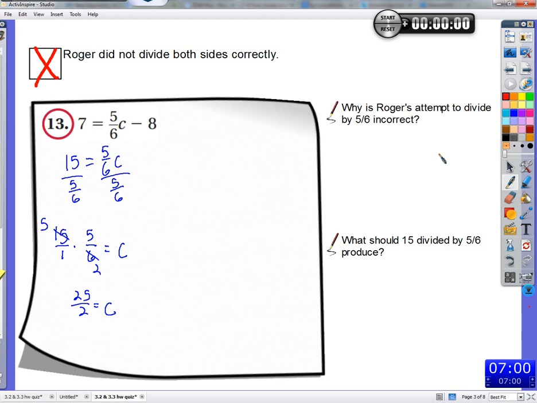So it'll come up, you'll see this red X here means they got it incorrect. I might show you a correct example, or I might show you an incorrect example, but a big red X would mean it's incorrect, okay? And what I want you to do is just, in your notes, write words. Don't just wait until I start talking again, but actually write words in response to this question, okay? So answer this question, why is Roger's attempt to divide by 5/6 incorrect? What's wrong about it?